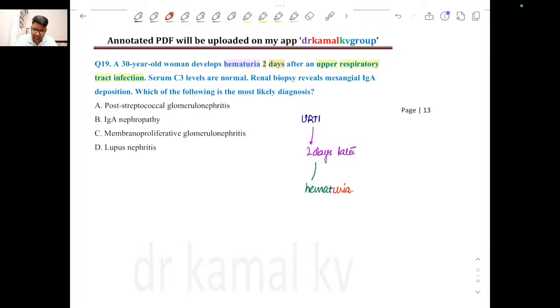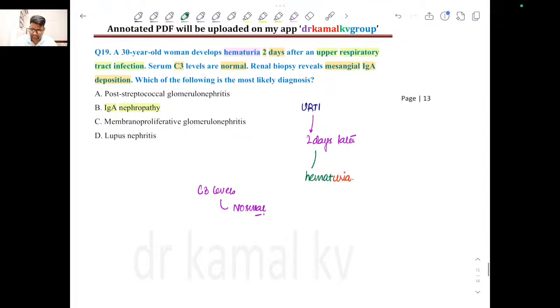Now what else we can see? C3 levels are normal, right? So C3 levels normal, and there is mesangial IgA deposition. So I think that itself is very suggestive of the answer here. Yes, everyone is right. Bhuvana, Saloni, Deepak, everyone is right. So this is a classical case of IgA nephropathy, which is also known as Berger's disease, right?